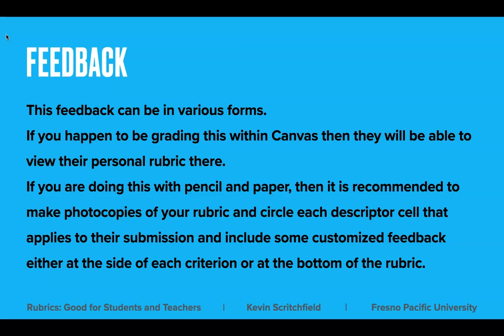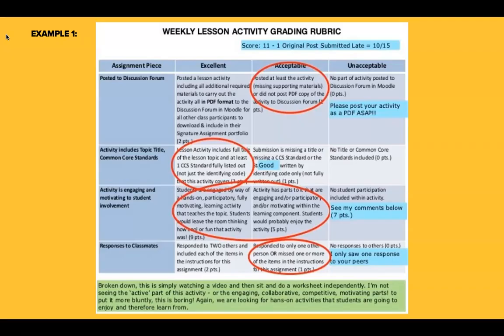So the grading process here that we're still talking about would include having a copy of the rubric for that particular student that you are grading their submission. On that copy of the rubric, you would circle each descriptor cell within your rubric that matches up that criterion, or that performance level, for that criterion for that particular student submission. So you're circling each cell that applies to that particular student submission, and then you can include some customized feedback either at the side of each row, each criterion, or at the bottom of the rubric, or whatever fits for you. Okay? So let me show you an example of what I mean.